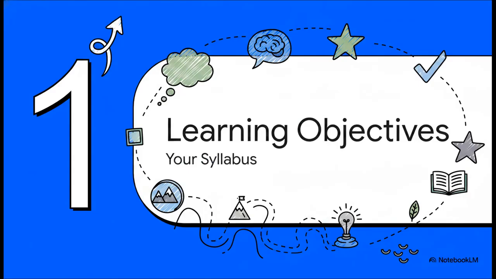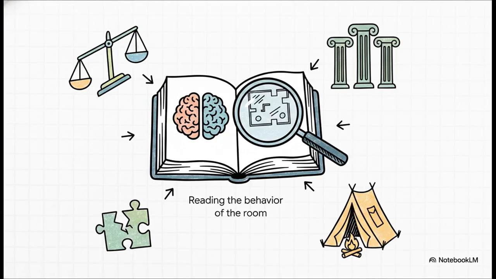Section 1. Learning Objectives. Your syllabus. So our goals today are pretty straightforward. By the time we wrap up, you'll be able to explain the hidden mechanics of emotional load, identify the 3 pillars of a holding space, evaluate common design failure modes, and ultimately design spaces that actively support emotional recovery.